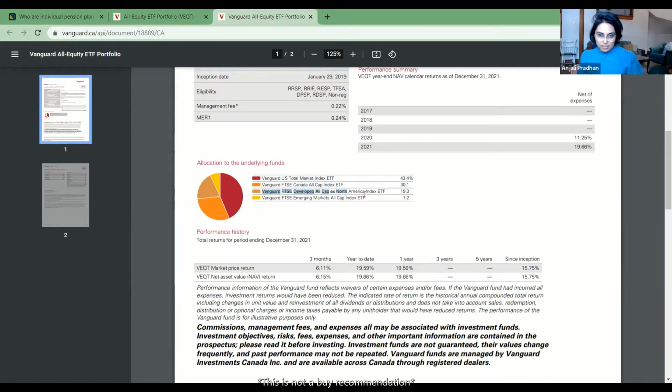The third one is Vanguard FTSE Developed All Cap ex North America. And so what this is basically is developed, so developed world. So it's like Europe, Australia, Singapore, whatever other developed countries there are outside of US and Canada. These are going to be included in this FTSE Developed All Cap. I suspect it's a lot in Europe, and then maybe South Korea, Australia, New Zealand, Singapore. Those are the countries that come to mind.